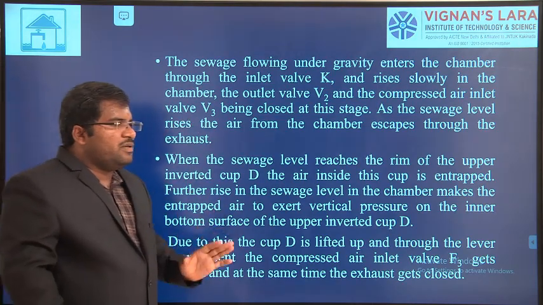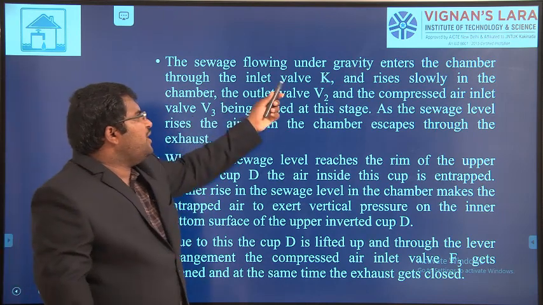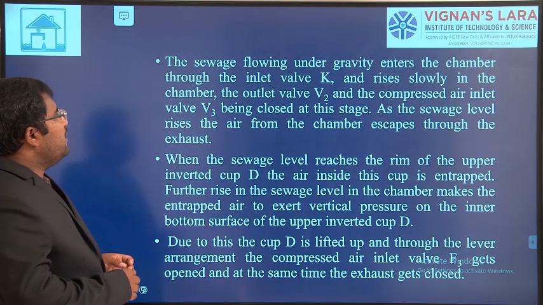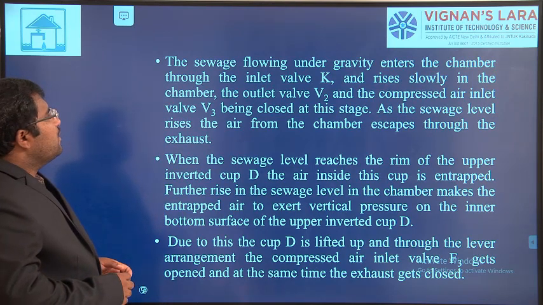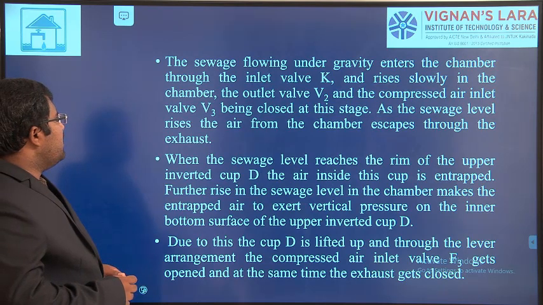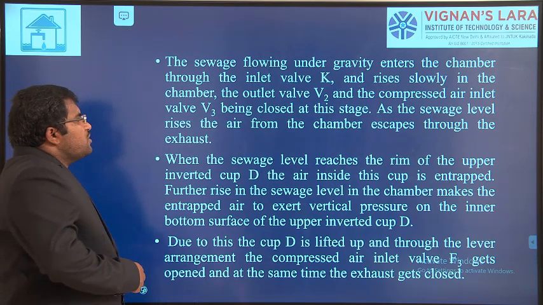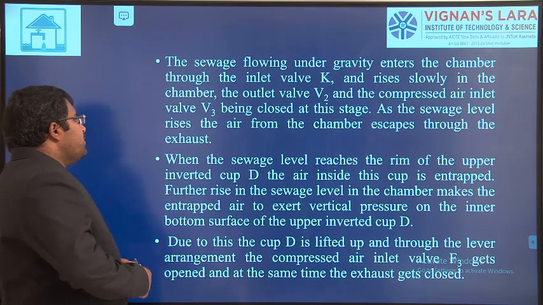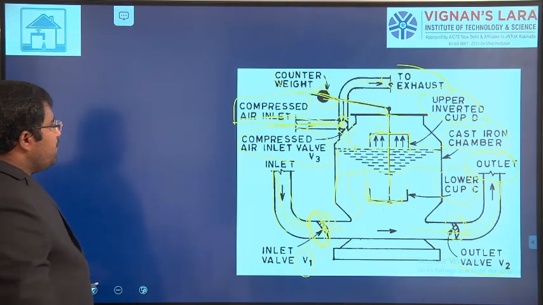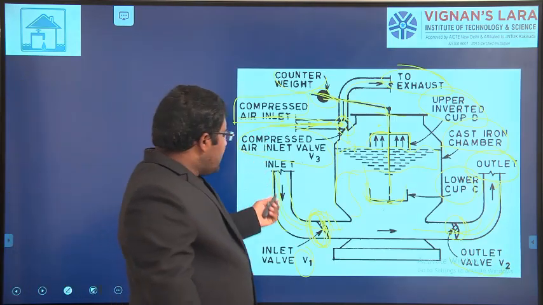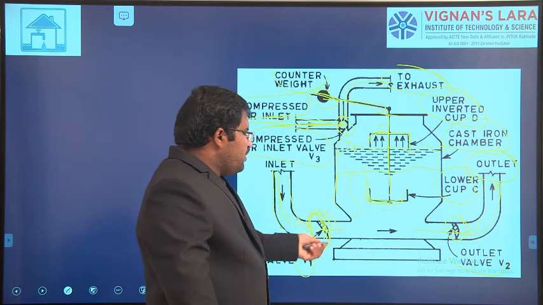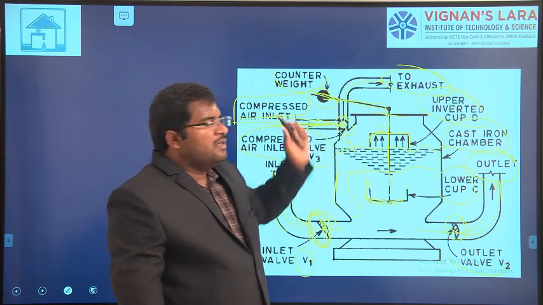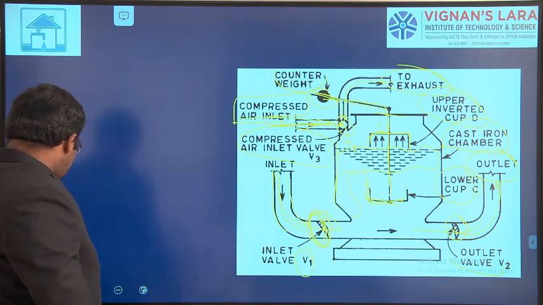You can read one by one slowly, no problem. The sewage flowing under gravity enters the chamber through the inlet valve V1 and rises slowly in the chamber. The outlet valve V2 and compressed air inlet valve V3 are closed at this stage. As the sewage level rises, the air from the chamber escapes through the exhaust. So through gravity it enters through valve V1 and rises to the level, and any air escapes through the exhaust. That is the first point.